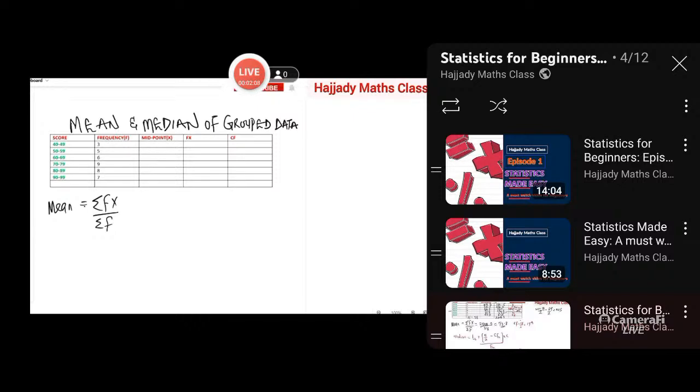Now the first thing we are going to do is to calculate the summation of our frequency, which is the addition of everything. We have 3 plus 5 plus 6 plus 7 plus 9 plus 8 and 7. This is going to give us 38. That is the summation of our frequency.